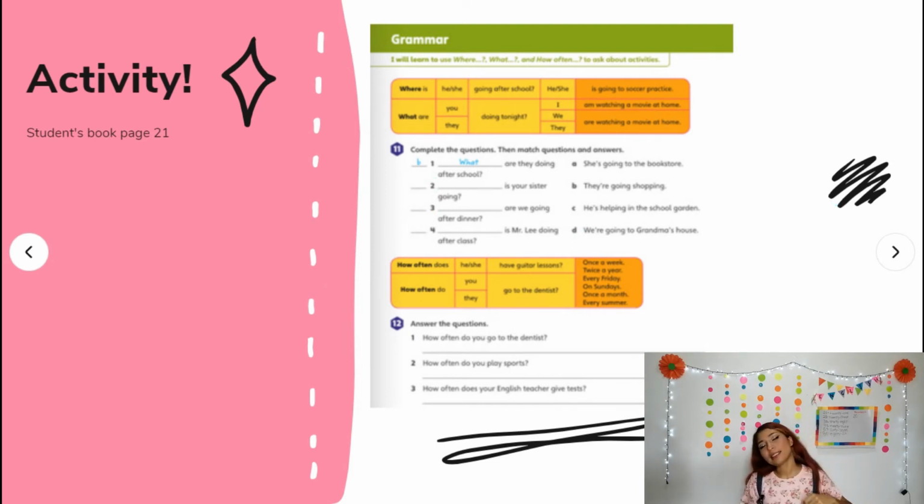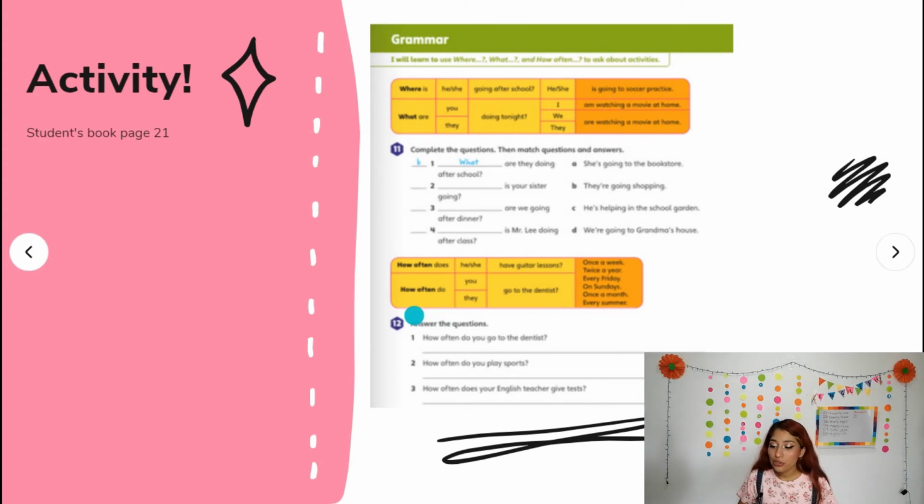Next activity. For the next activity, we need to check the next chart that is in orange and also in blue. How often does he or she have guitar lessons? And there are different types of answers. You can answer by using adverbs of frequency and also time expressions. So we have once a week, twice a year, every Friday, on Sundays, once a month, every summer.